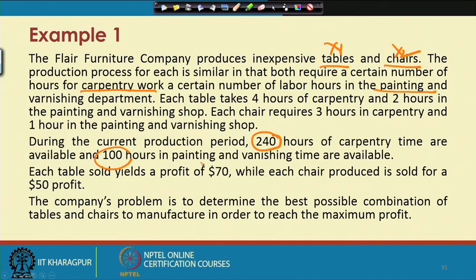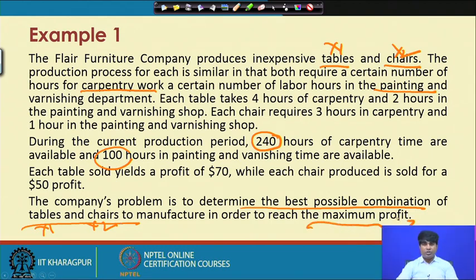Then as a result, how you can streamline the process, and the last message given is to determine the best possible combination of tables and chairs. That means how much x 1 and how much x 2 you can produce so that you can maximize your profit. This is the standard structure. So, you have to fix a model with how much profit you are assigning initially. You check it here: $70 is for tables, and for chairs it is 50.